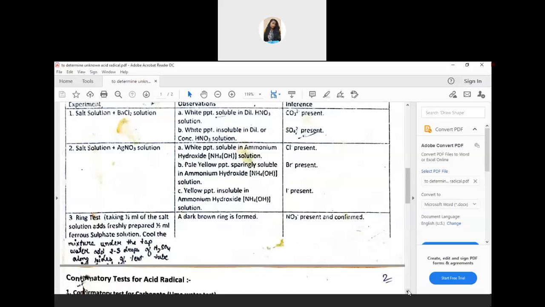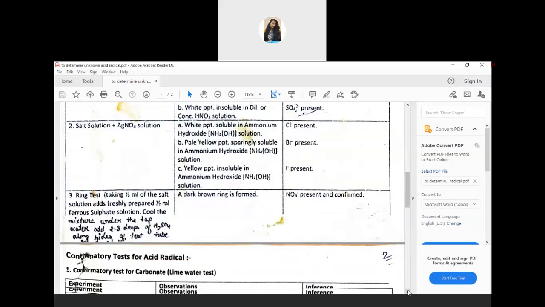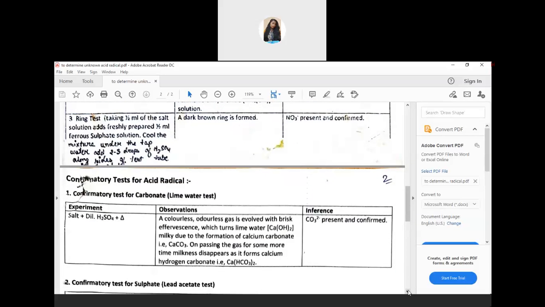So after doing this experiment, all the tests, one ion can be present in the salt solution. After that, you have to do the confirmatory test to confirm what acid radical is present in the salt. Whichever radical you found from the dry test or wet test, you have to do the confirmatory test for that ion, that radical.